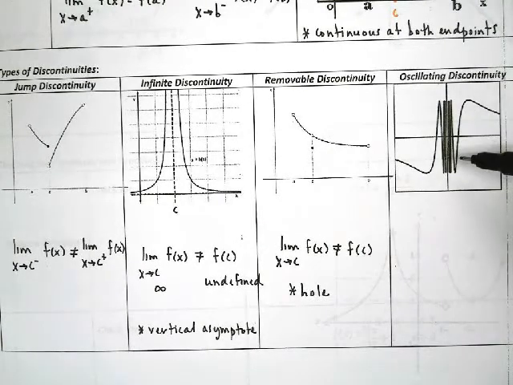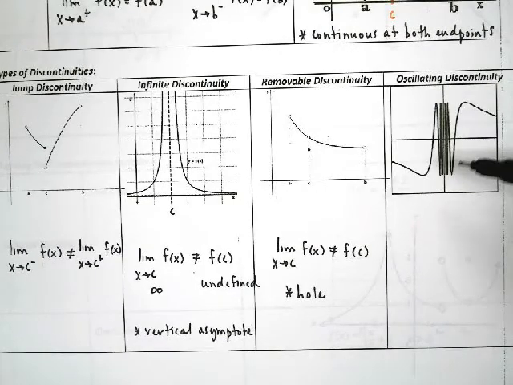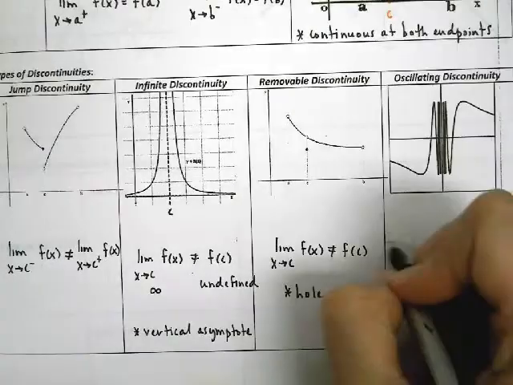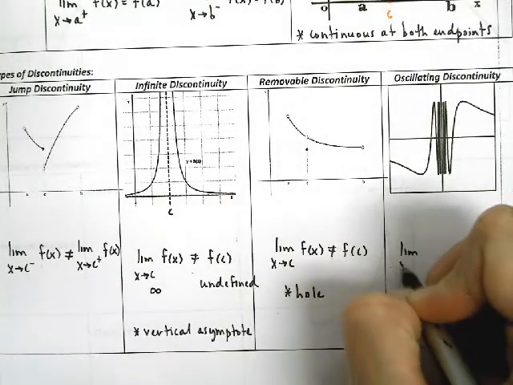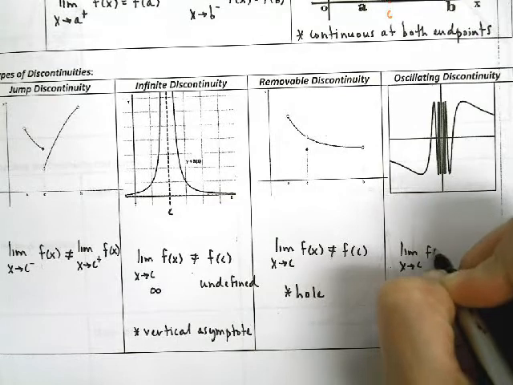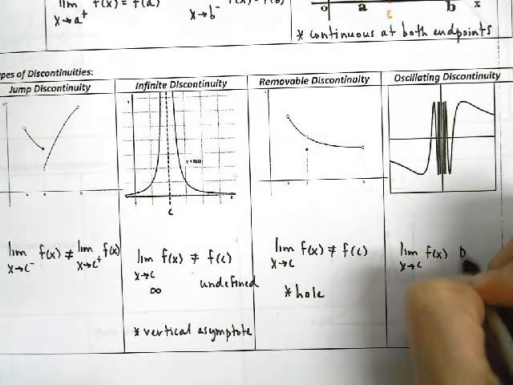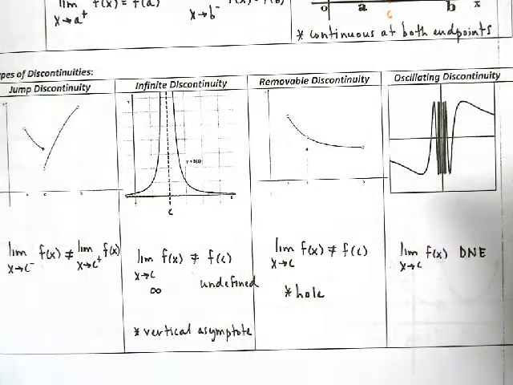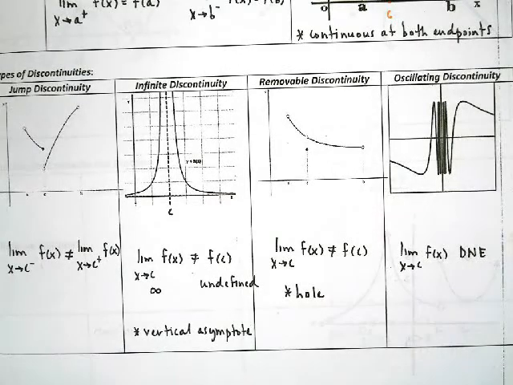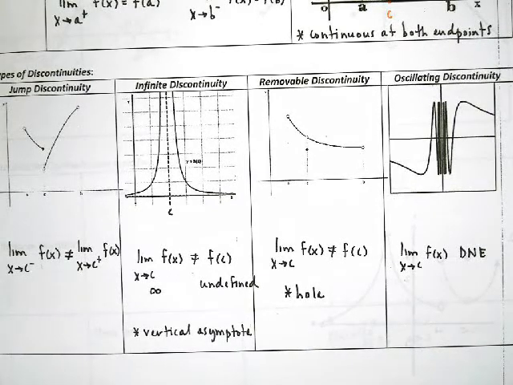Okay, and the last one, I think we've talked about this a little bit earlier with limits. This is what we call an oscillating discontinuity because the limit as x approaches C of f of x does not exist. Because it's oscillating back and forth, it's not tending to a specific value. And we'll see this with some trig functions as we go through the unit.